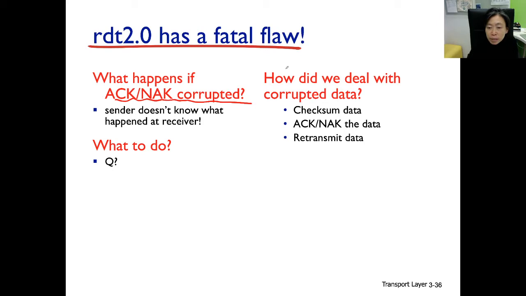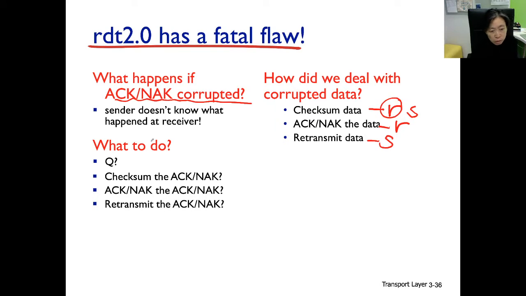So how did we deal with the corrupted data? We do the checksum, right? Well, actually, we do the checksum at the sender, adding that into the packet, and the receiver checks it again. Now, if it's not a match, we send NACK. If it's a match, we send ACK. So this is the receiver side action. And therefore, at the sender side, we could retransmit data. So perhaps we'll do this, right?